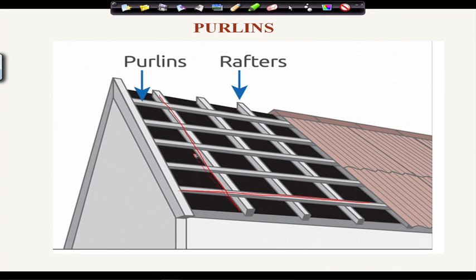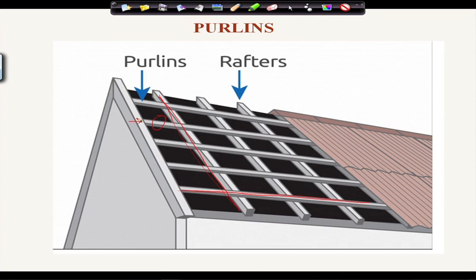This member is called the rafter, and between two truss members purlins are connected. If you see, these purlins are placed in an inclined position, and the purlin sections we use are generally channel section or angle section, because the load is quite less, and as a result we generally provide lighter sections like channel or angle section. Sometimes we also use I section.